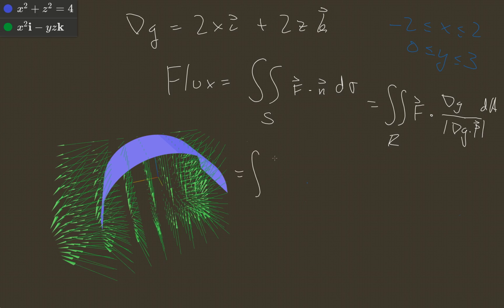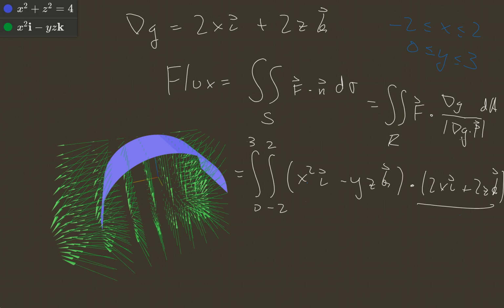So in our case, that's the integral y goes from 0 to 3, x goes from -2 to 2 of x squared i minus yz k dot 2x i plus 2z k, and then we divide by this dot k, so that's over 2z. And since we've got z greater than or equal to 0, we don't need any absolute value signs. Okay, and then dx dy. And remember that z is square root of 4 minus x squared.